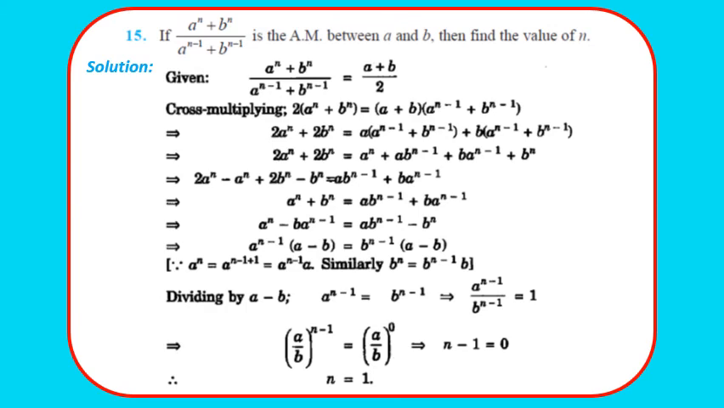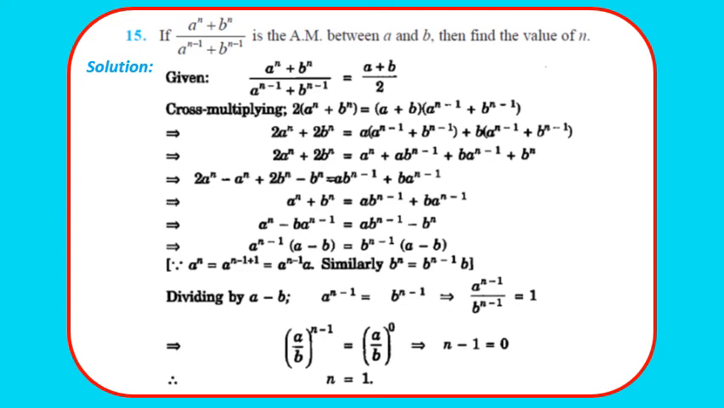a power n plus a b power n minus 1 plus b a power n minus 1 plus b power n. So on transposing we get 2a power n minus a power n plus 2b power n minus b power n equals a b power n minus 1 plus b a power n minus 1. So we get a power n plus b power n equals a b power n minus 1 plus b a power n minus 1. So on simplifying we will get a power n minus 1 equals b power n minus 1, and on transposition we will get (a upon b) whole power n minus 1 equals 1, which is equal to (a upon b) power 0.